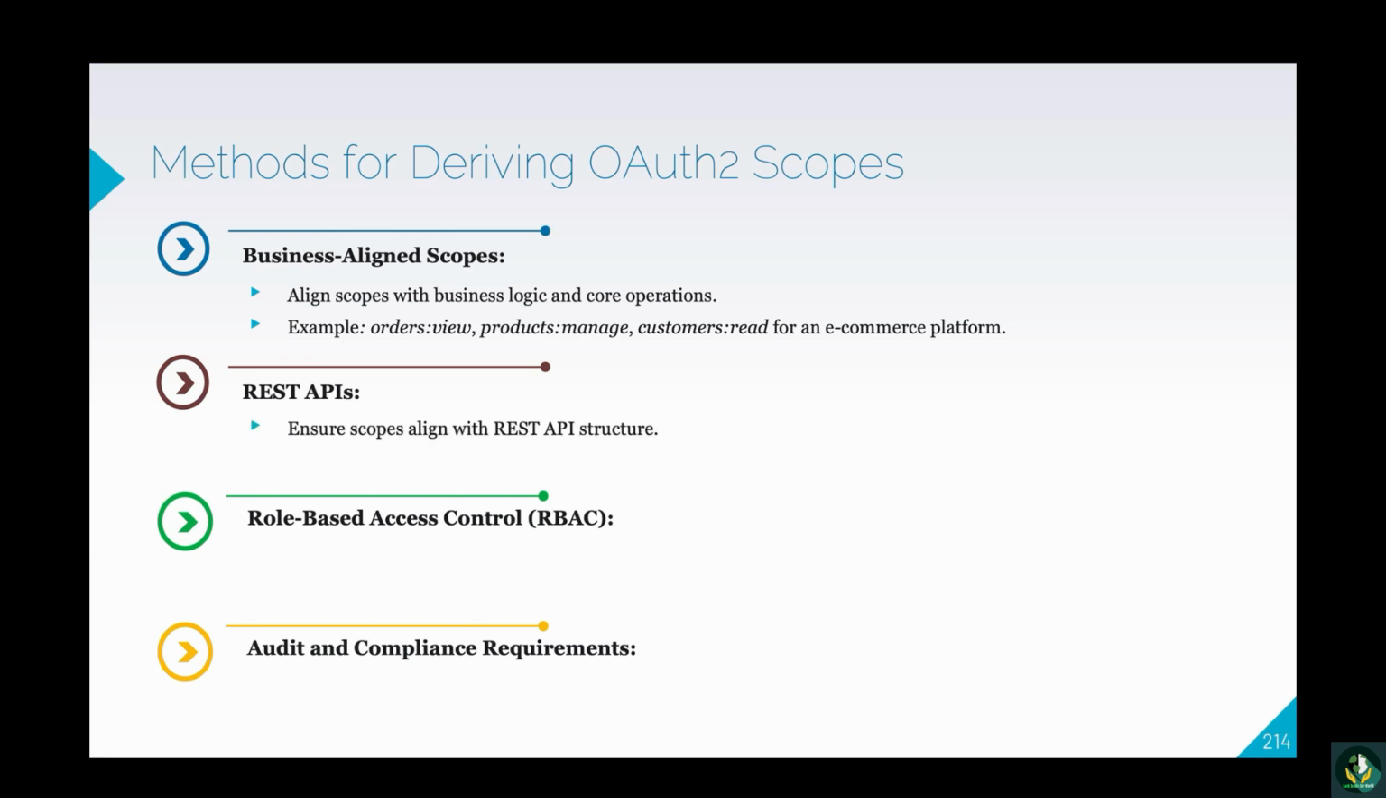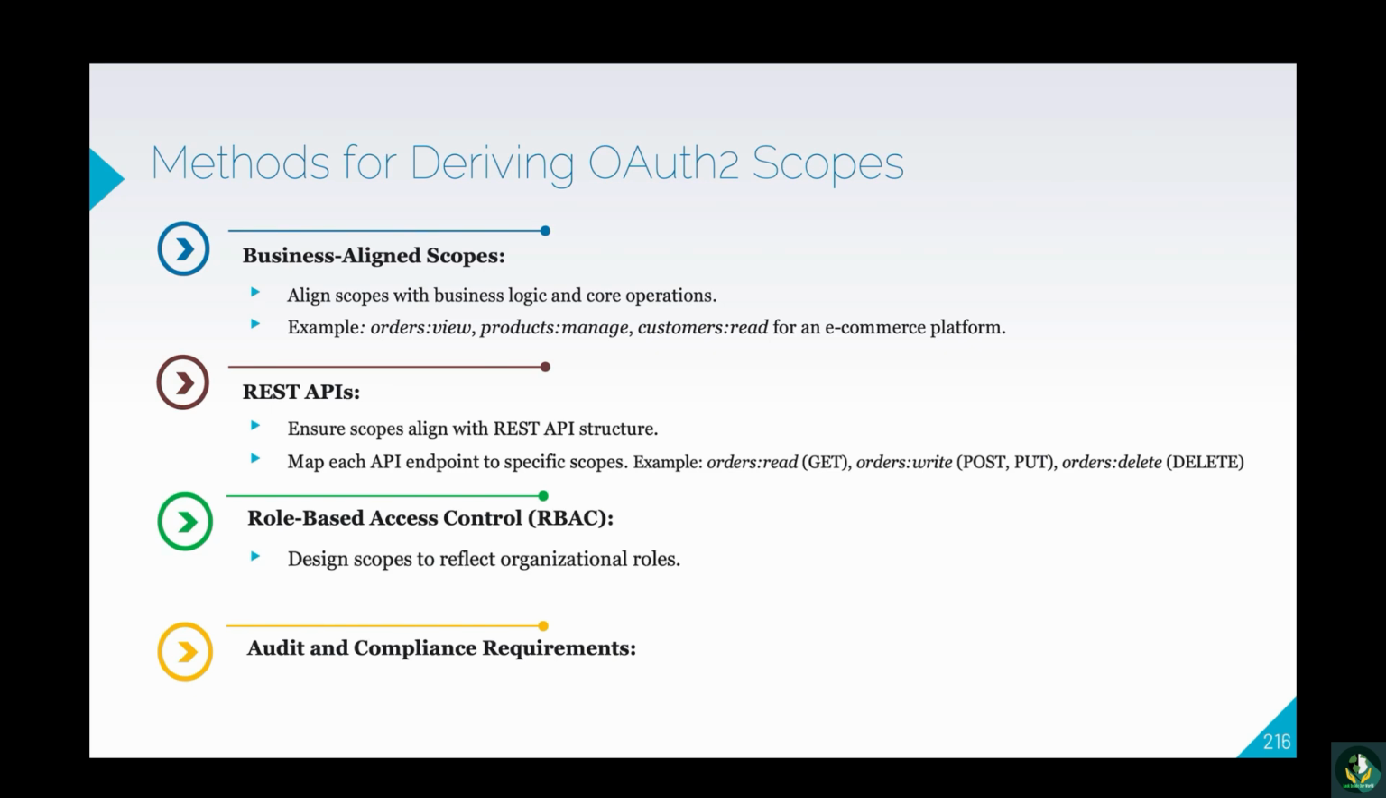REST APIs. Another approach is to align your scopes with your REST API structure. Each API endpoint, such as get orders or post products, should correspond to a specific scope like orders read or products write. This method ensures that your access control is directly tied to the actions users can perform within the API.